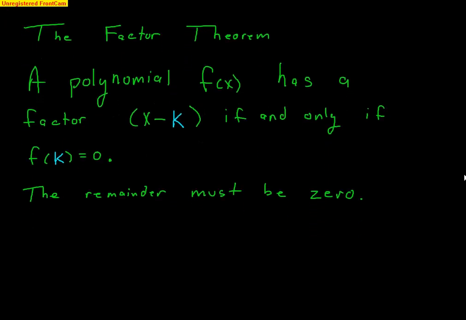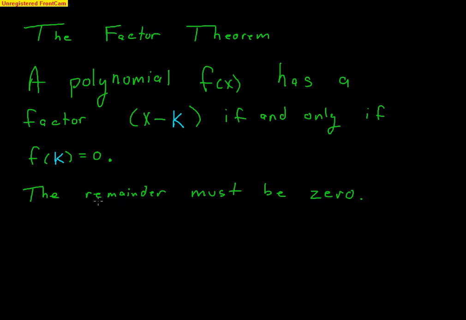All right, now real quick, the factor theorem. The factor theorem is really important. The factor theorem tells us that a polynomial function f of x, it's got to be a polynomial, has a factor x minus k if and only if k is also a 0. And I kind of told you that earlier. If you're a factor, you are a 0 automatically.